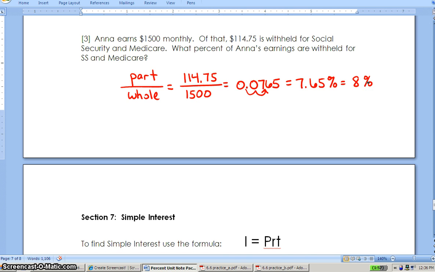Before you move on, make sure you've answered your question. What percent? Our answer is a percent. Our answer seems reasonable, so we are good to go. Good job, everybody.